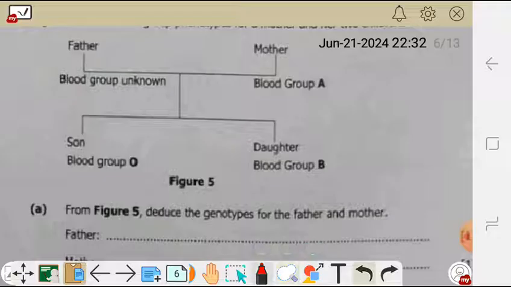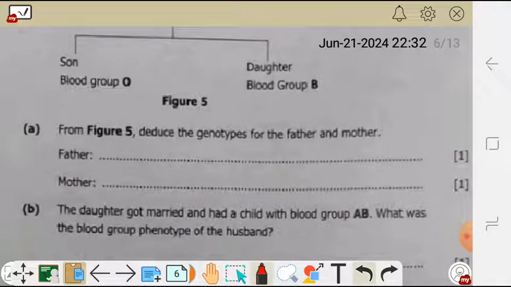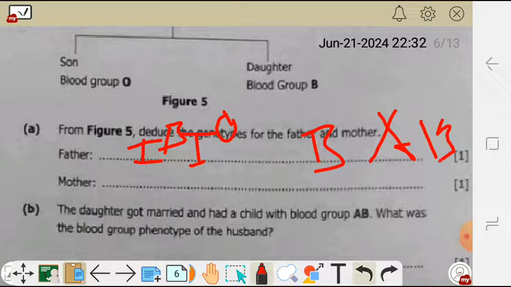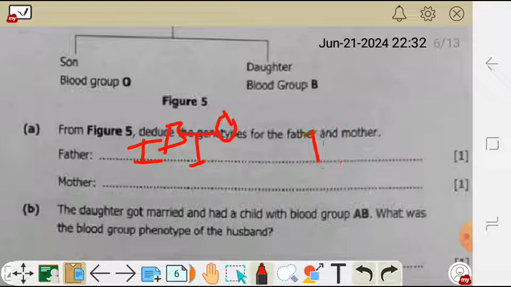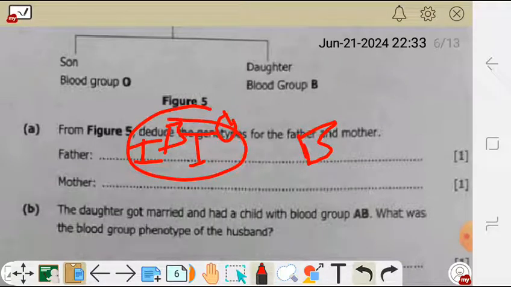Okay, which is what we are seeing here, which is B and O. So the genotype for the father is B and O. That is the genotype. If they're asking you for the phenotype, you write B. The genotype of the father here is B and O, but the phenotype, you write B, because this is blood group B.